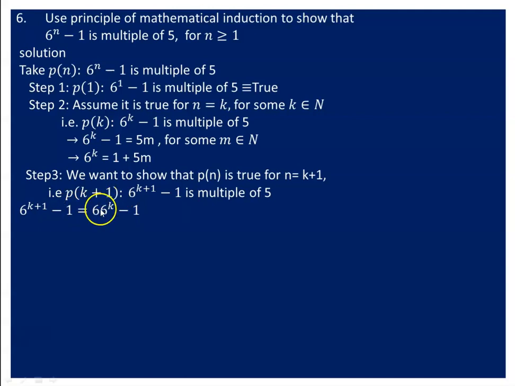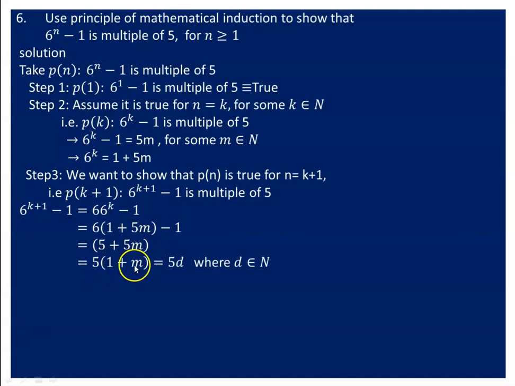But beloved ones, we know that 6 to the power of k is 1 plus 5m. So in place of 6 to the power of k, 1 plus 5m can be taken because I have arranged that in such a way that I can use this. So look, 6 into 1 plus 5m minus 1. Now let's simplify this. 6 times 1 makes 6, and 6 minus 1 is 5. So you do have 5 plus 5m. So am I able to take 5 as a common factor out? Why not? Look, 5 can be taken out, then 1 plus m can come.